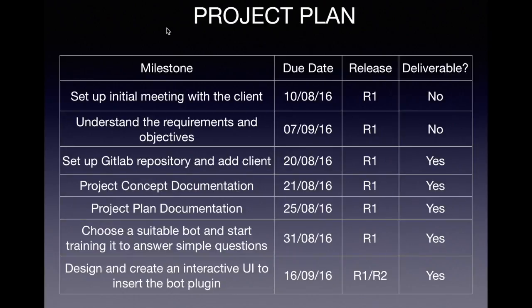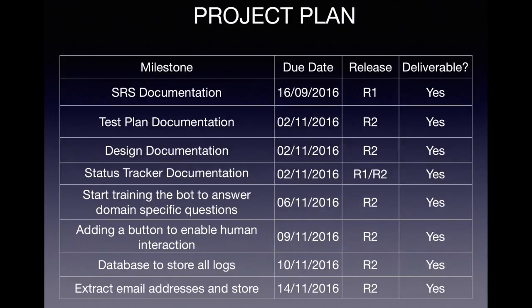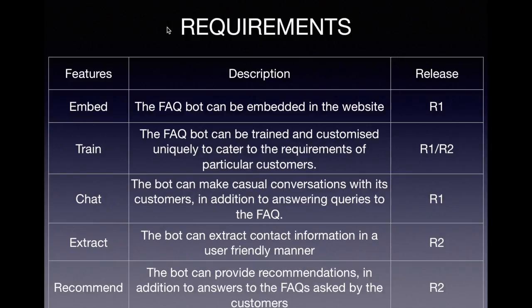So, as mentioned earlier, these were the tasks that we were supposed to complete before R1, and we have managed to complete it all. And now these are the tasks that were due for R2, and we have managed to complete these as well. So as mentioned earlier, these are the requirements that we were asked to meet, and yes, we did complete them.